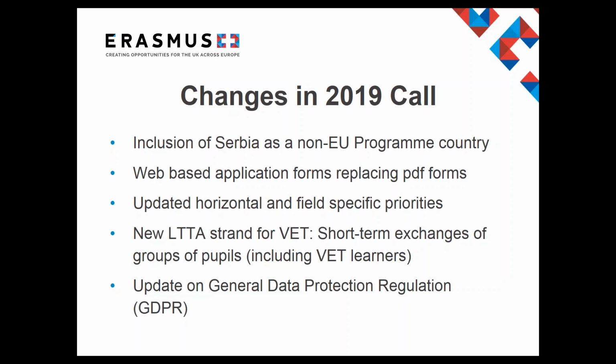An additional activity for VET has been introduced within the Call 2019. This activity is short-term exchanges of groups of pupils, which is now possible for VET learners. The eligible duration of this activity is from 3 days to 2 months, excluding travel days. For more information on funding rules for learning, teaching, and training activities, please refer to pages 120-121 of the program guide.